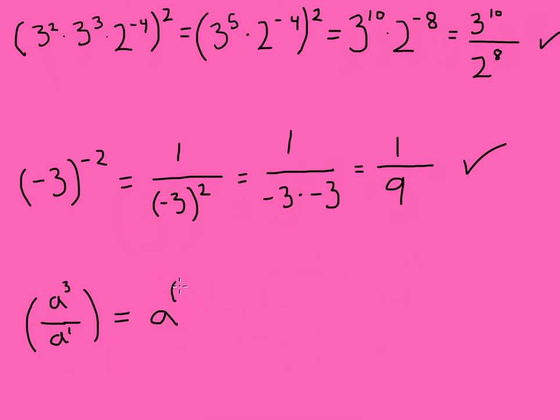And then finally, these variables here. A to the third power over a to the first power. When we're dividing numbers with exponents, and those numbers have the same base, then we can subtract the exponents, and that gives us a to the 3 subtract 1 power, which gives us a squared. Check mark.